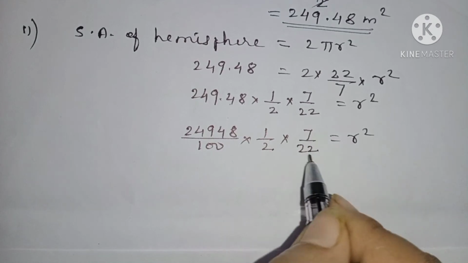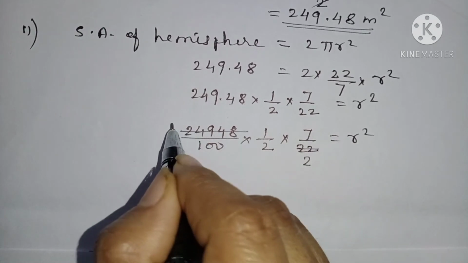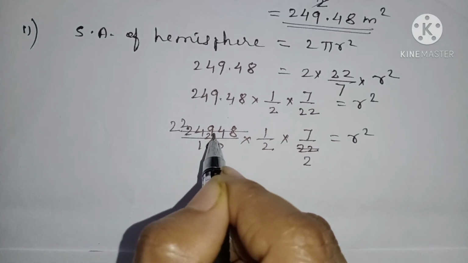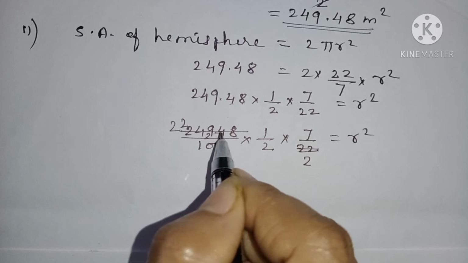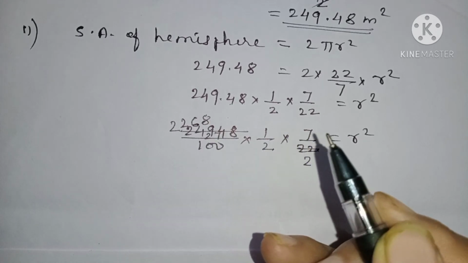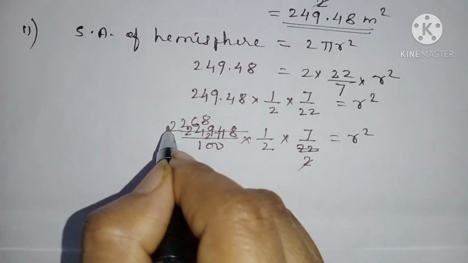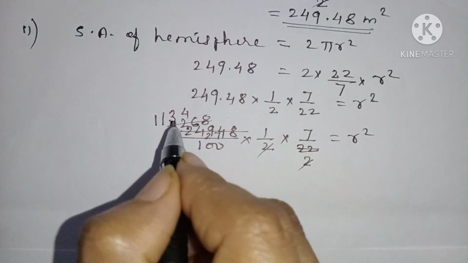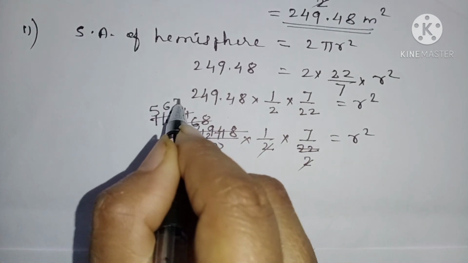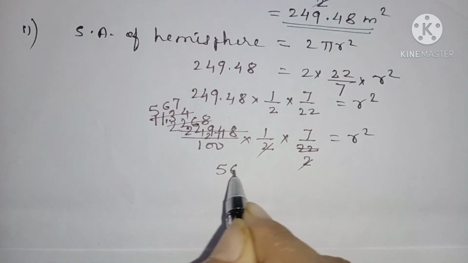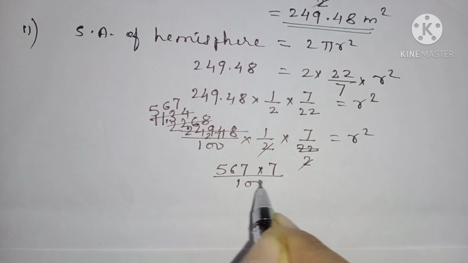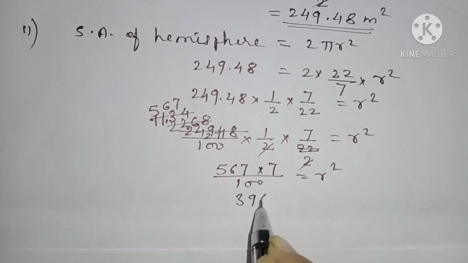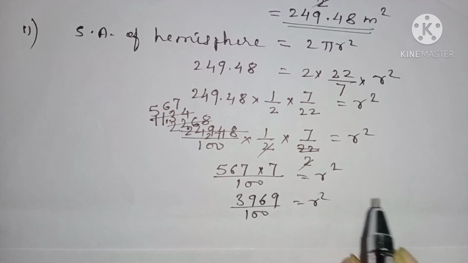So let's cancel by the table of 11 first. 11 2s are 22, 11 2s are 22, 11 2s are 22. Now 7, then 11 6s are 66, and then 11 8s are 88. Then we can again cancel it by the table of 2. 2 1s are 2, 2 1s are 2, 2 3s are 6 and 2 4s are 8. Now again we can cancel by the table of 2. 2 5s are 10, 2 6s are 12 and 2 7s are 14. That's it. 567 multiplied by 7 upon 100 is equal to r square. Then the product of 567 and 7 is 3969 upon 100 equal to r square.